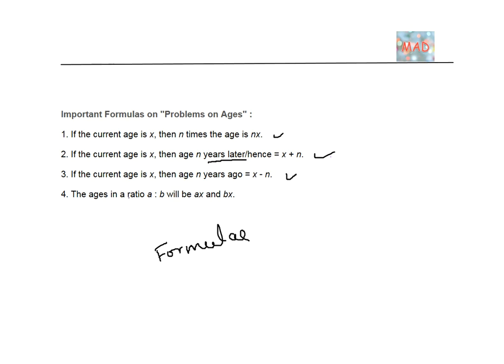And the ages in the ratio a to b will be ax and bx. If ages are given in the ratio, then we have to take them as ax and bx. These are the few formulas that we have to remember. So we'll solve a few problems and try to understand how to solve them. So we'll go to the first problem now.